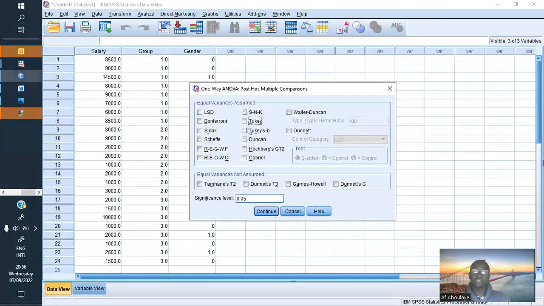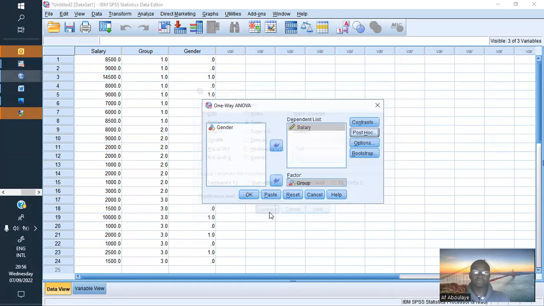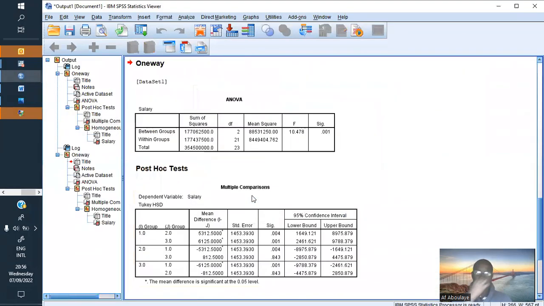Now I can take my Tukey and continue, and now validate. Okay, we have our results. Can you see ANOVA is coming and the significance? The significance here of ANOVA is telling us that effectively there are differences among those means we are comparing, and also this group now has an effect on the dependent variable.